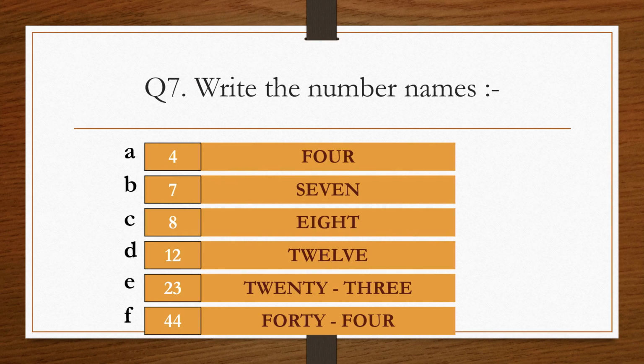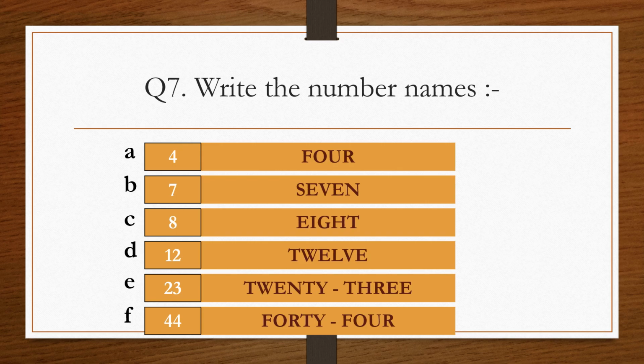Question number 7 is write the number names. You have to write the number names. That means you have to write the spelling of the numbers. Number A, 4. So here you have to write the number name or spelling of 4. Number name of 4 is F-O-U-R, 4. B, 7. Number name of 7 is S-E-V-E-N, 7.